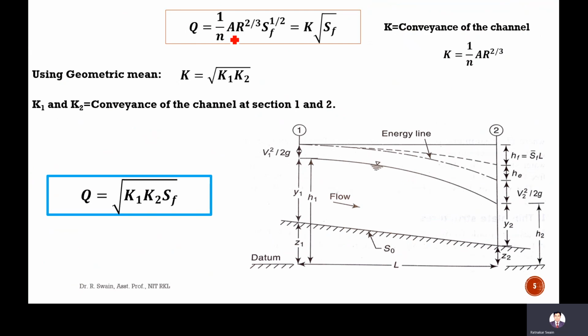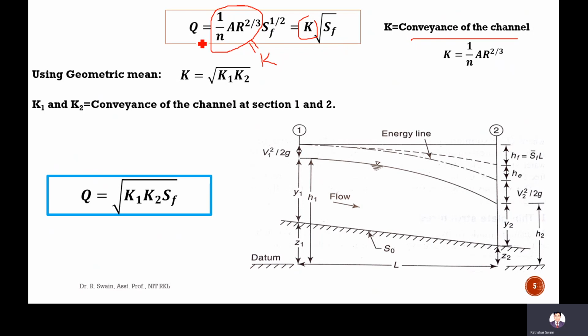This discharge is 1 by n into A into r to the power 2 by 3 into SF to the power half. It can be written in this form: K into square root of SF, where K is nothing but 1 by n into A into r to the power 2 by 3, which is called the conveyance of the channel. This conveyance of the channel and the square root of the friction slope will give you the discharge.